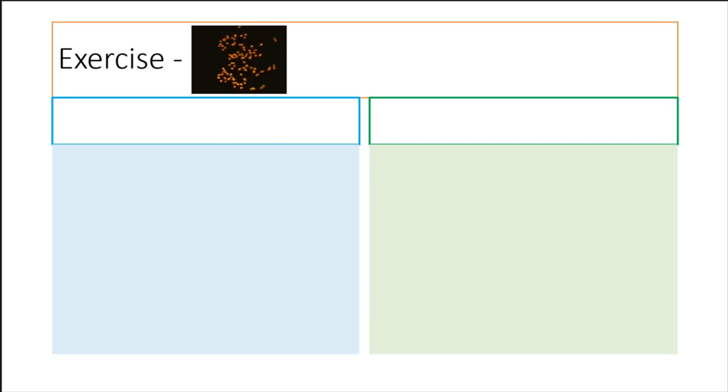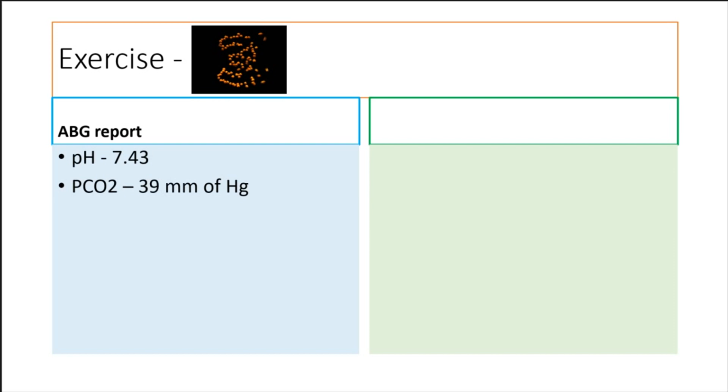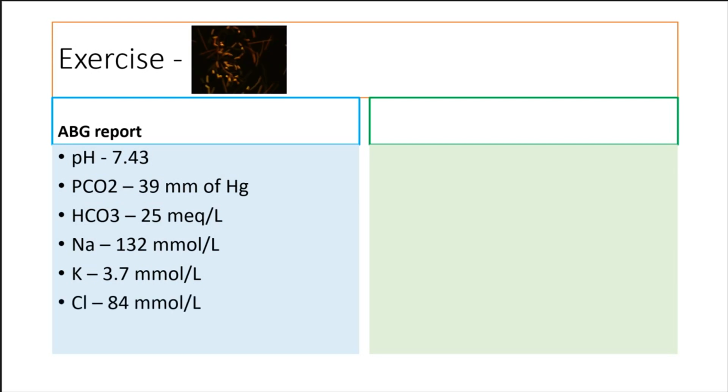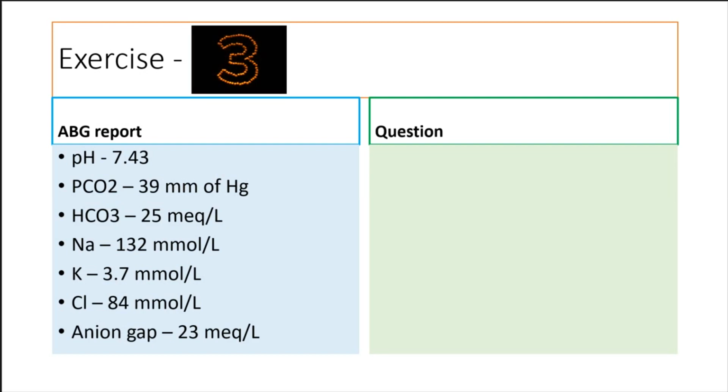Exercise 3. ABG report. pH 7.43. PCO2 39 mm of Hg. HCO3 bicarbonate 25 milliequivalent per liter. Sodium 132 millimole per liter. Potassium 3.7 millimole per liter. Chloride 84 millimole per liter. Anion gap 23 milliequivalent per liter.